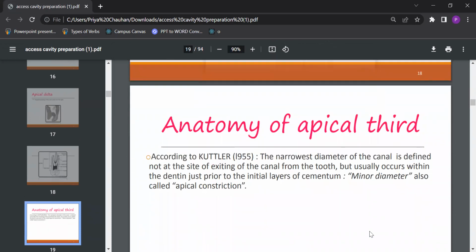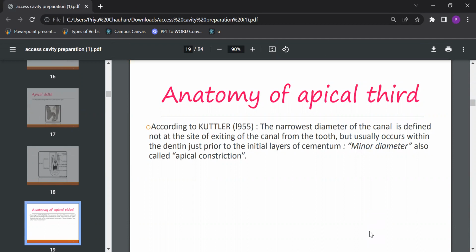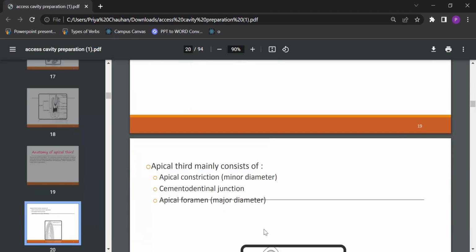Next is anatomy of apical third. It is very important कि हमें anatomy पता हो. नहीं पता होता है तो फिर प्रॉब्लम शुरू होती है. According to Canada, the narrowest diameter of the canal is defined not at the site of exiting of the canal from the tooth, but usually occurs within the dentin just prior to the initial layer of cementum. Minor diameter also called as apical constriction. कई बार सुना है ना apical constriction, apical constriction. So हम देखेंगे apical third mainly consists of apical constriction, है ना. Next is cemento-dentinal junction and next one is apical foramen.